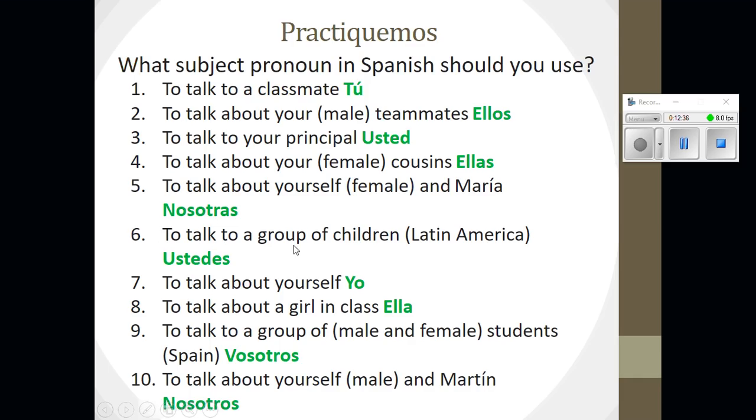Número seis says to talk to a group of children in Latin America. Okay, so if you're talking to a group, you must use some form of you. And because it's in Latin America and it's a group, you would use ustedes. Número siete, to talk about yourself. Anytime you talk about yourself in Spanish, you use yo, because that means I.